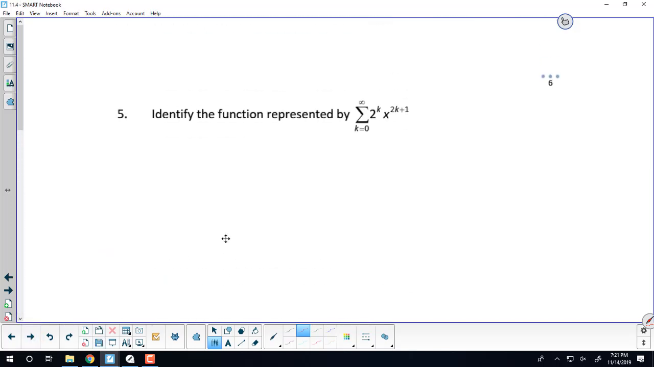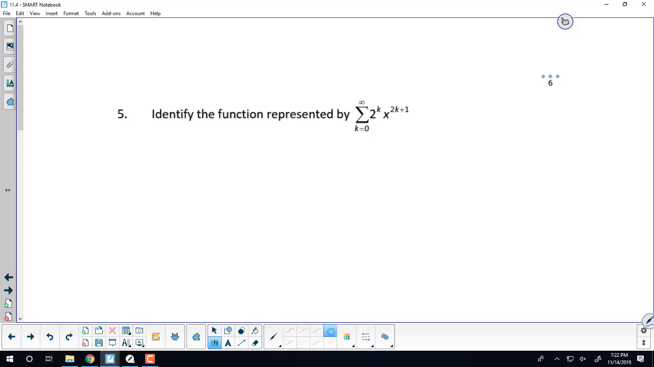Okay, let's see, the last two questions, they give us a series and it says, identify what function is represented by the series. So with these, most of the time, you just want to break them up, and the more familiar you are with certain types of series, the better off these questions are going to go.